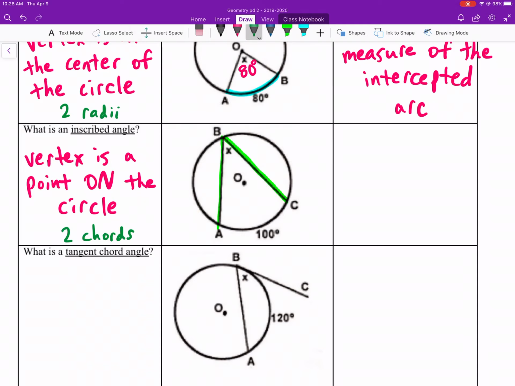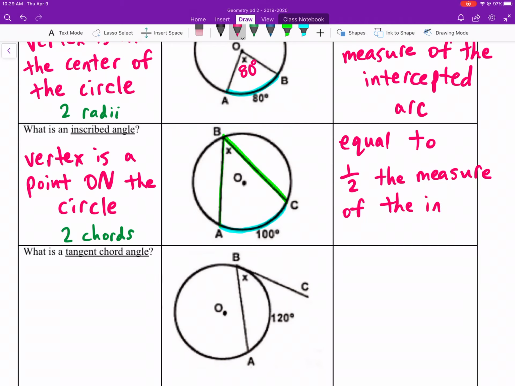And now the rule. Once again, as the angle opens up, let me show you this way, it opens up to here and to here, and it hits an arc. This arc right here that it opens up and hits is called the intercepted arc. The inscribed angle is equal to 1/2 the measure of the intercepted arc.